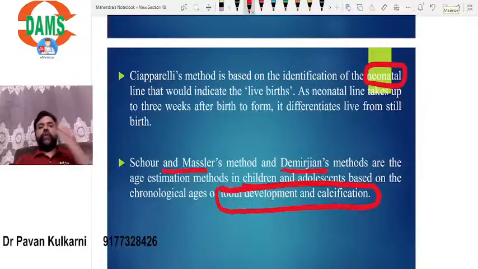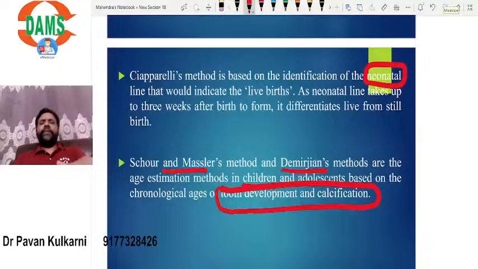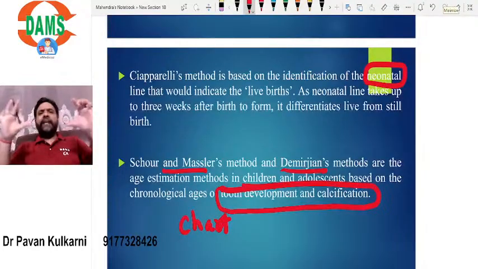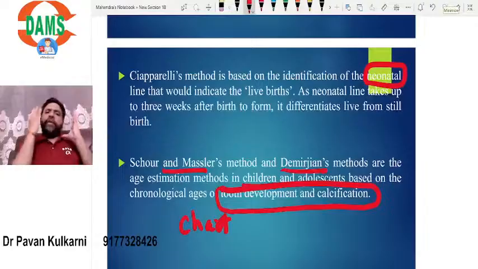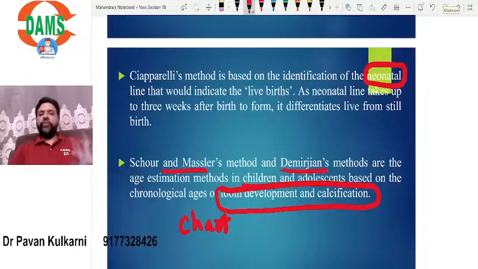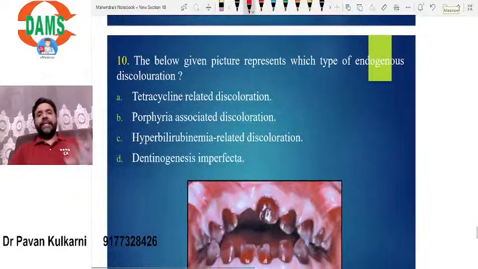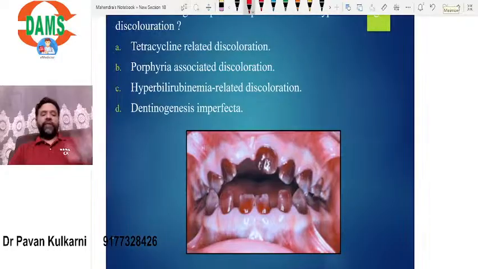They are based on calcification, how much of the tooth is developed, how much of the root is developed. There will be a chart, so it's basically a chart method. Kaur and Massler and Demirjian are chart methods. With that chart, you will compare and, based on that, you will come to the age estimation. So these are the age estimation methods that you are supposed to remember. Among them, the most important one is Gustafson's method, especially Johansson's modification.